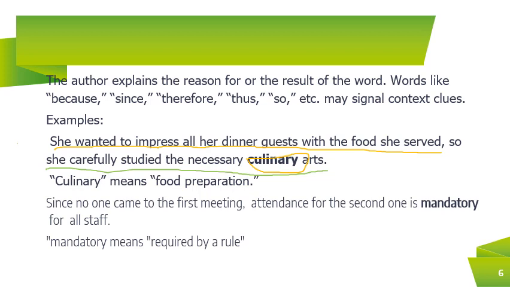So, what could culinary mean? Food preparation. Okay, so she needs to prepare her food very well in order for her dinner guests to be impressed on the food that she served. Next, since no one came to the first meeting, attendance for the second one is mandatory for all staff. Okay, so let's identify the cause and effect. So, what is the cause?